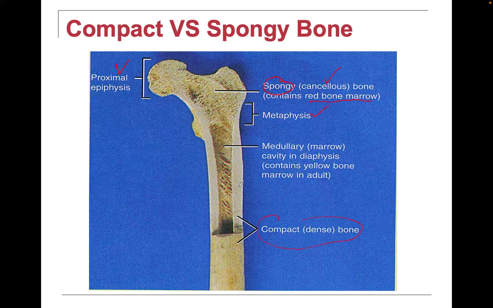See how solid this is? This from here to here and here to here, and of course it goes all the way around, right? It's making a circle. That is compact. And right in the center, that's the medullary cavity that contains yellow bone marrow.